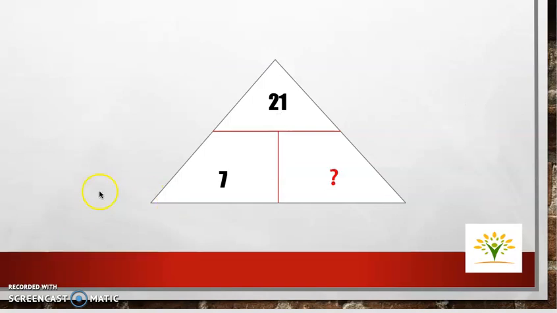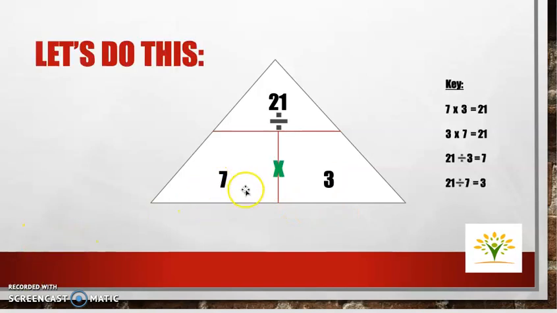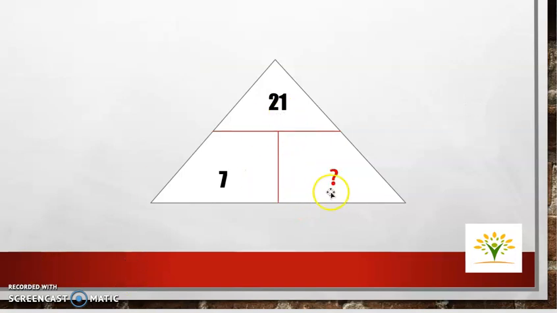So here you have the triangle again, and then you have 21, you have 7, and something is missing. So how do we solve this problem? We're supposed to put the correct number in here. Remember, from here we said 7 times 3 will give you 21. So 7 times what will give you 21? 3. Great. So you know that.